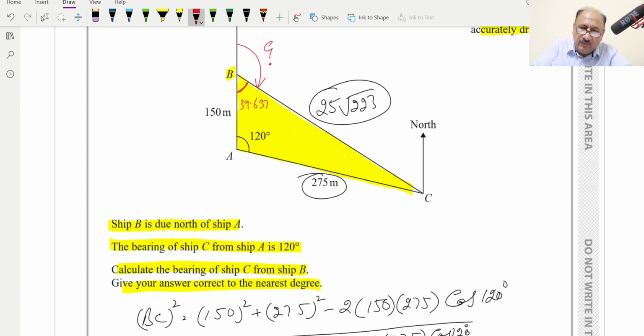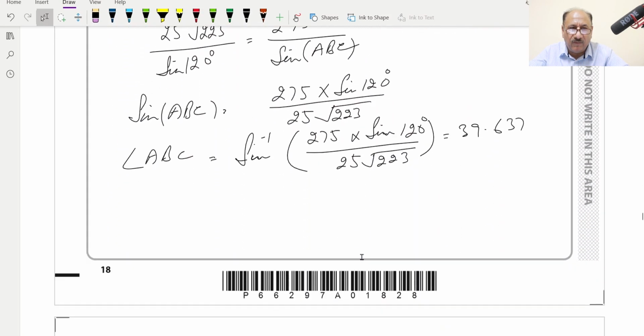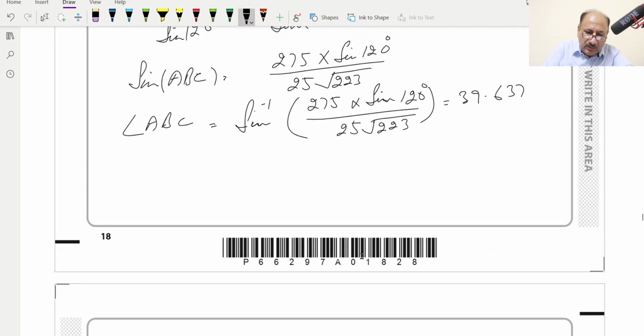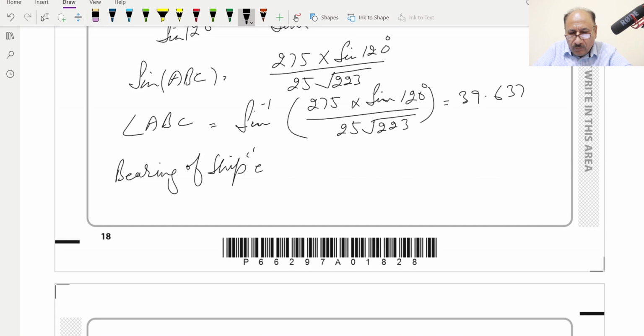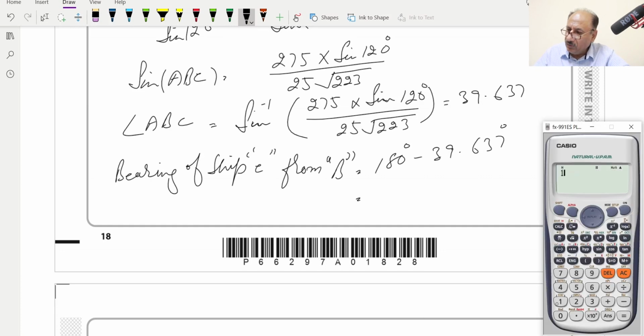And this one will be 180 minus 39.637, which is equal to the bearing of ship C. So we can write bearing of ship C from B will be equal to 180 minus 39.637, and this will be equal to what? 180 minus answer is equal to 140.36.